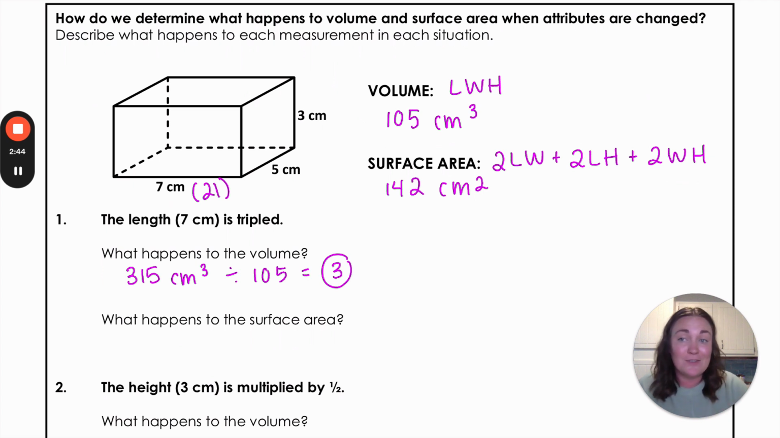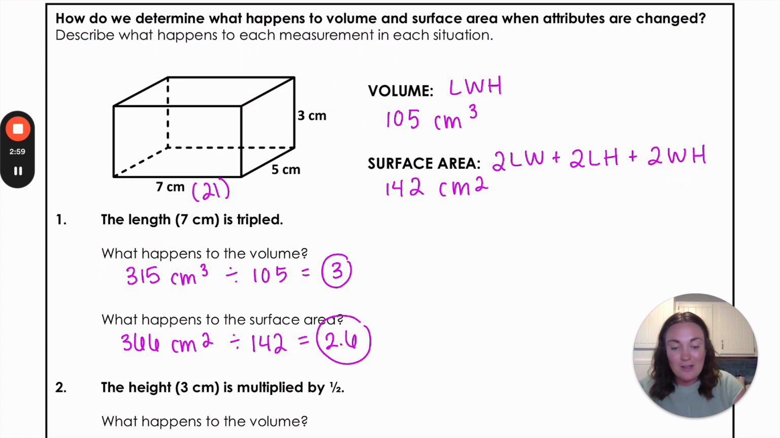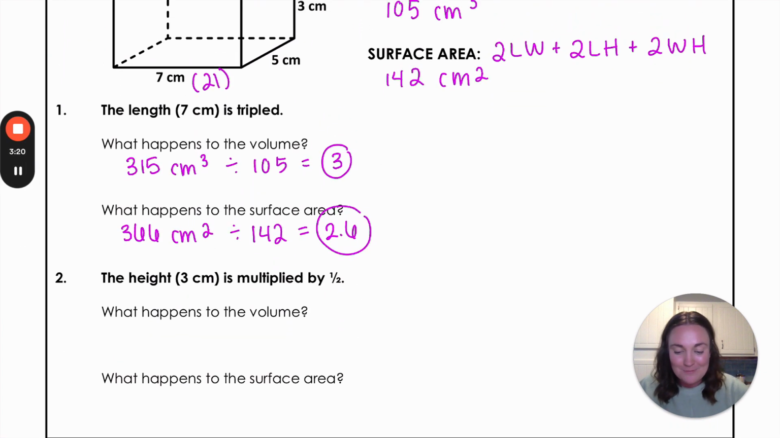Let's do the same thing with surface area. My new surface area is 366. When I take that and I divide it by my original surface area of 142, this time I get about 2.6. So we can see that the surface area got bigger, right? We started at 142, we went to 366, so it still is getting larger, but it's not getting larger at that same proportion as the volume is. So the volume is 3 times the original volume, but the surface area is only 2.6 times the original surface area.